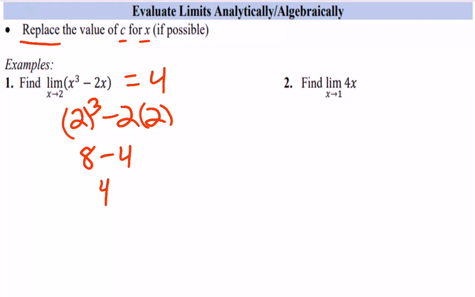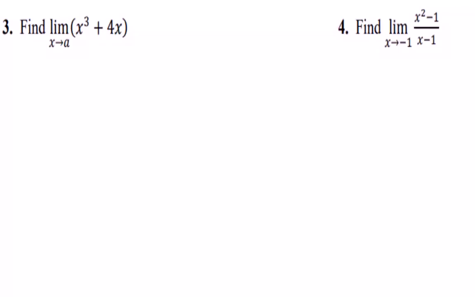That's it. Number 2, we're going to substitute in 1 for x. So that would be 4 times 1, which also mysteriously equals 4. No, not every answer is going to give me 4. So right now it seems pretty straightforward, right? The next one we have a variable, x approaches a. So when we do that, we're just going to have a cubed plus 4a. Just plug it in.